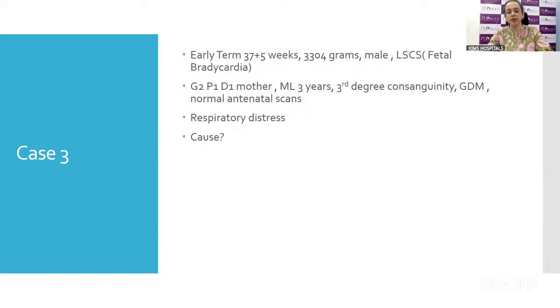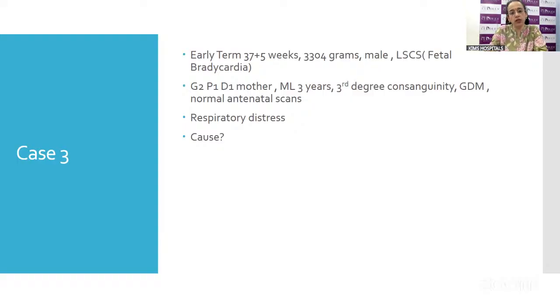There was a previous death in one sibling. On inquiry, that baby also had some breathing difficulty, after which the baby died. More than this, the attendants could not give any further information regarding the baby's condition. So the current baby was also having respiratory distress.